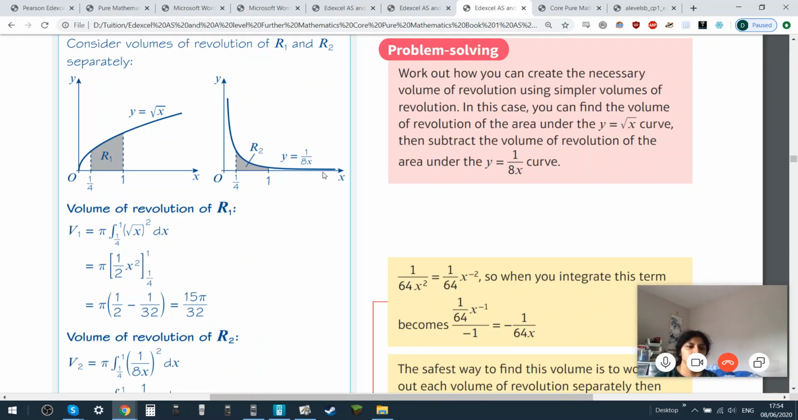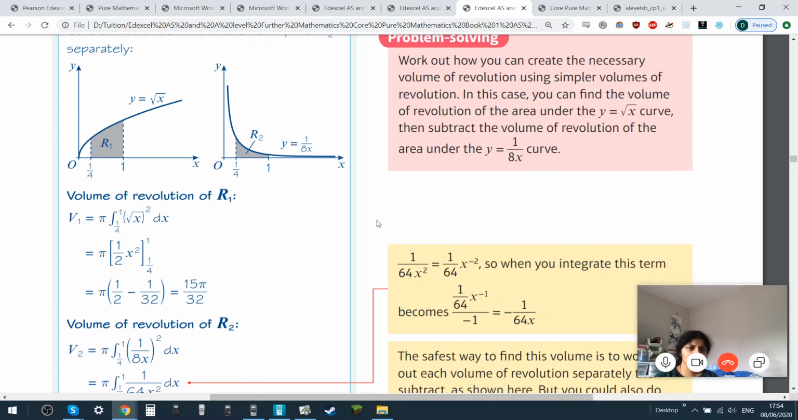15 over 30 is a half. Wait, they got that for the second one. They got like the one between 1 and 0.25. What? Oh, I don't know what they did. Oh, they didn't do our mistake.